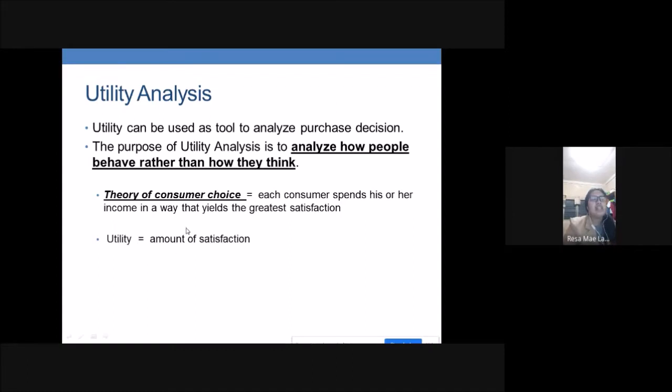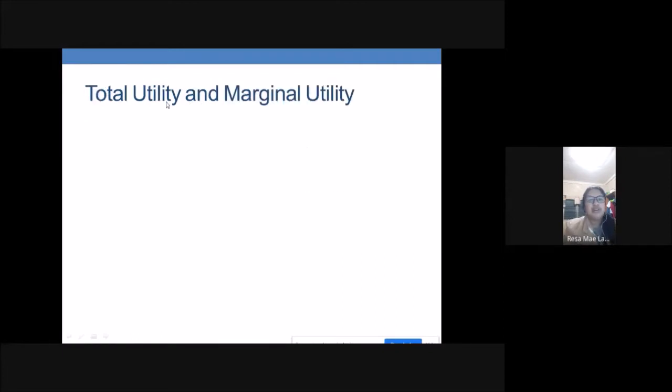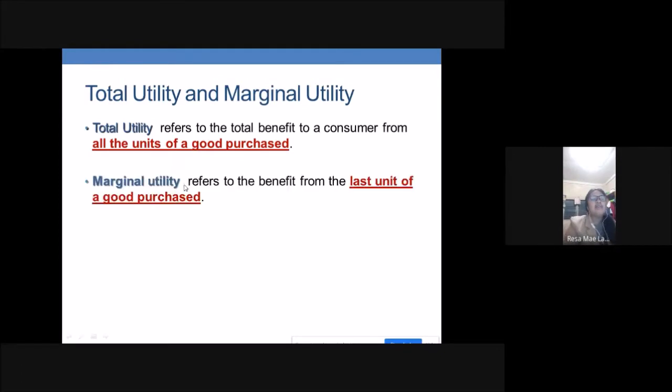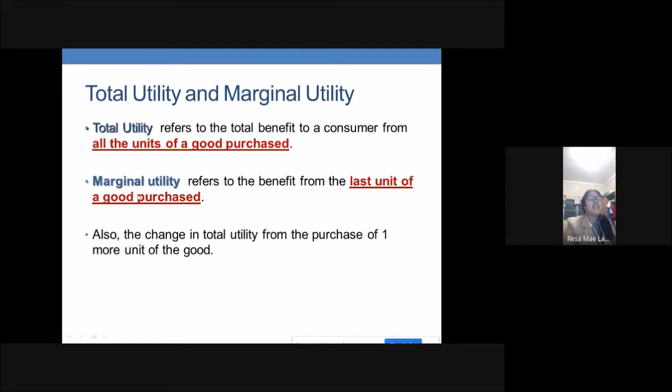When we say utility, this refers to the amount of satisfaction. So we have total utility and marginal utility, and they are different. Total utility is the overall benefit to a consumer from all the units of a good purchased. Marginal utility refers to the benefit from the last unit of a good purchased, from the additional unit. The marginal utility is the change in total utility from the purchase of one more unit of the good.